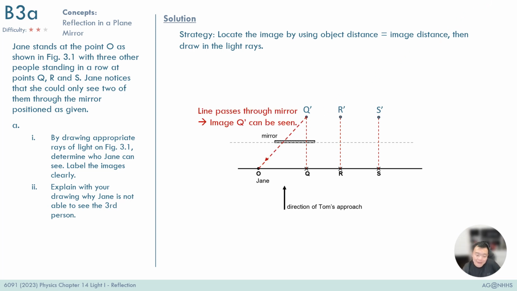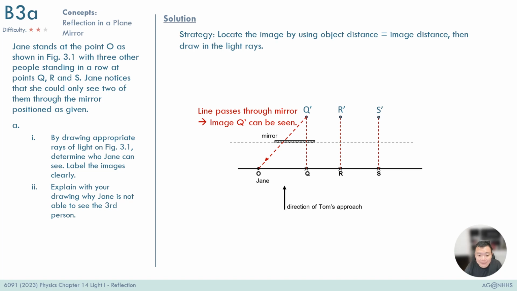Now, this is the first light ray that we draw, which is a straight line connecting the image to the observer. This shows how our eye perceives the image, because our brain thinks that light ray travels straight, which in reality is actually a reflection.